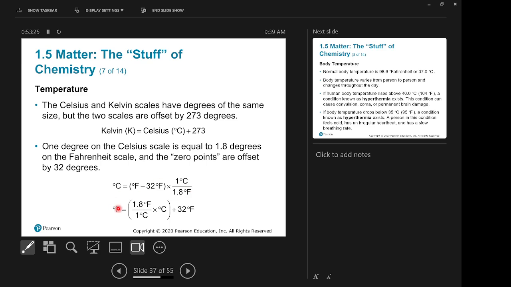If you want to go into Fahrenheit from Celsius, what you have to do is multiply that Celsius number by 1.8 and then add 32 to it. Because remember, 0 degrees Celsius is 32 Fahrenheit, right? So if you had a 0 there, it'd be 0 plus 32, and that'd give you 32 Fahrenheit.